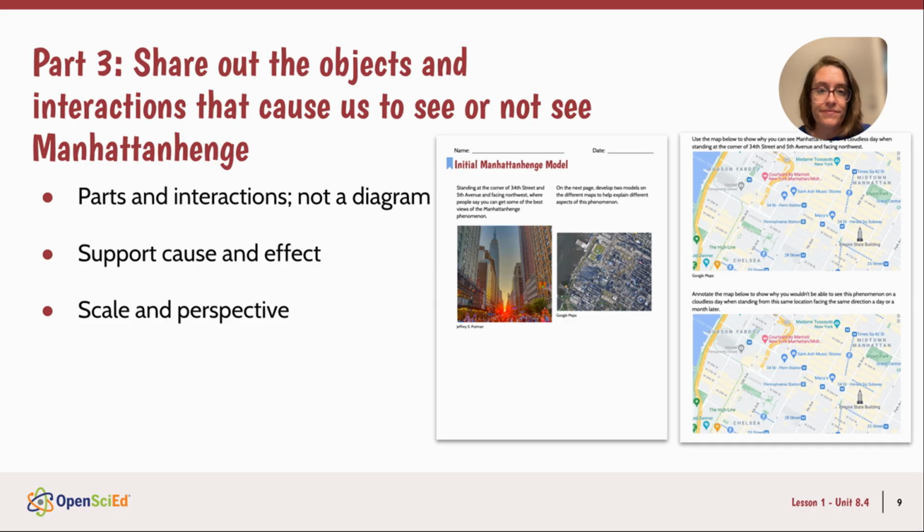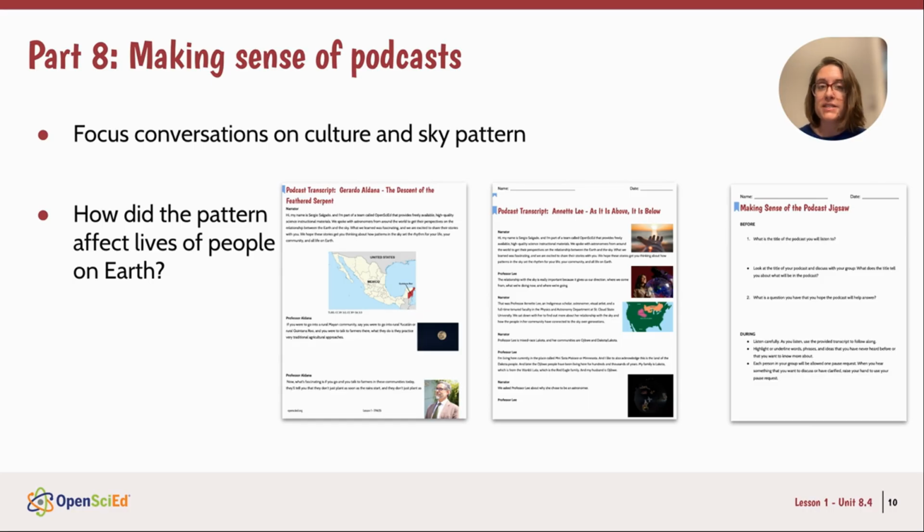In part 8, where students are making sense of the podcasts and sharing out from their jigsaw, really intentionally have them focus the conversations on the culture in the sky pattern. There's a lot of information in these podcasts, and sometimes my students would end up getting lost in some details that weren't important to that sky pattern. And so, refocusing those conversations and making sure that they know the purpose of listening to the podcast is to notice that sky pattern and why that sky pattern was important to the culture they were listening and reading about will really help them narrow in on what you want them to notice for each podcast.